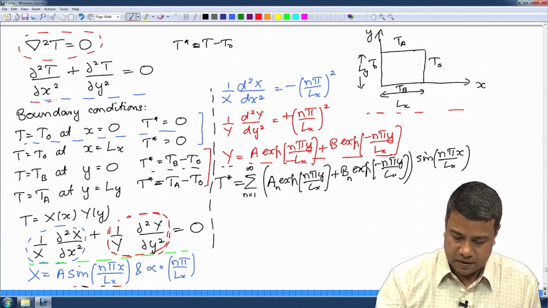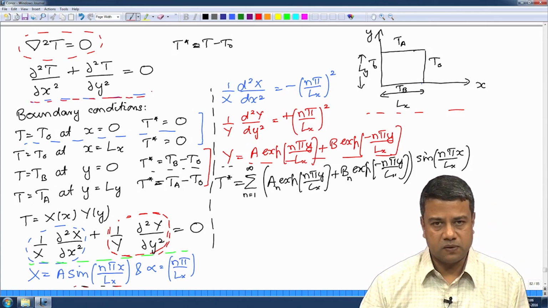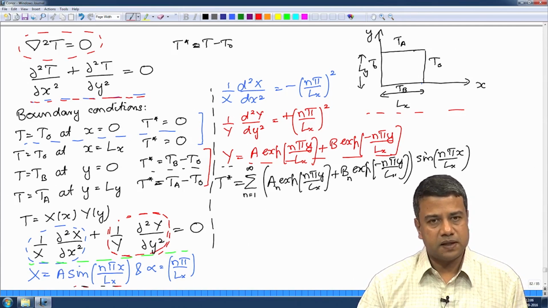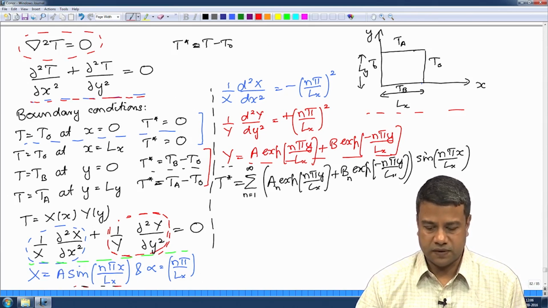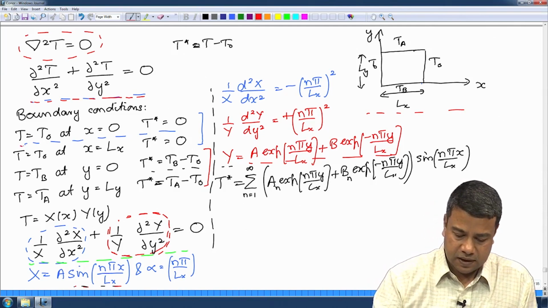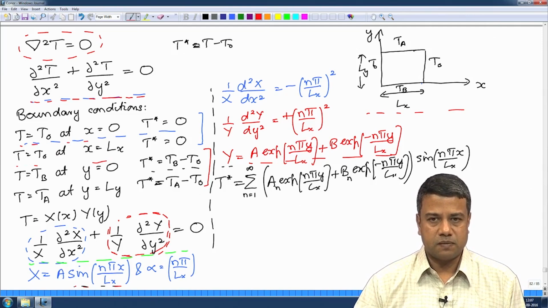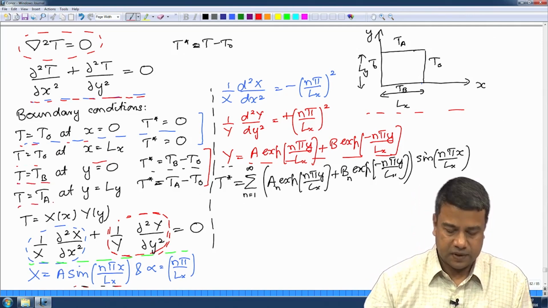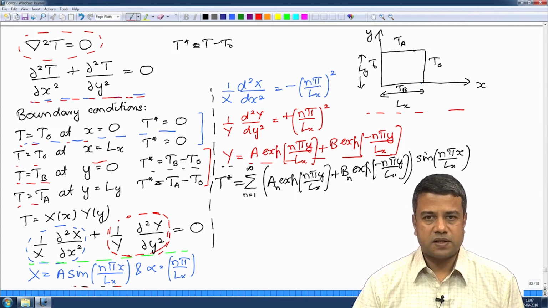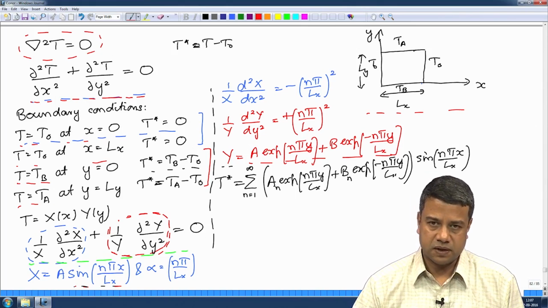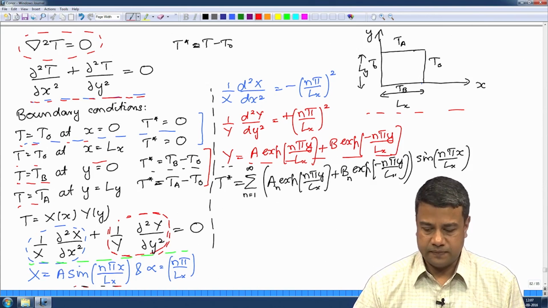The conservation equation in a Cartesian coordinate system, 2 dimensions, is d square T by dx square plus d square T by dy square is equal to 0. Okay, so that is the conservation equation with boundary conditions. T is equal to T naught at the left and the right sides, and T is Tb at the bottom, T is Ta on top. Whenever we solve separation of variables problems, I had told you that we have to ensure that the boundary conditions are homogeneous in all directions except one.